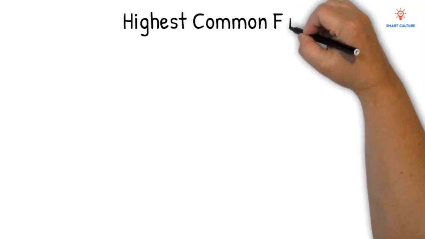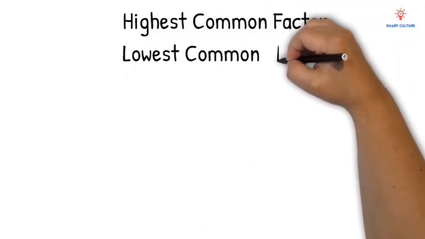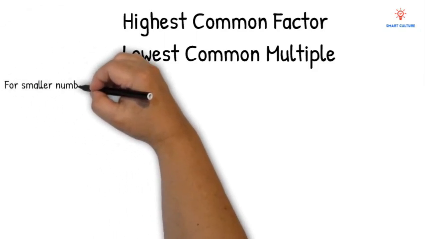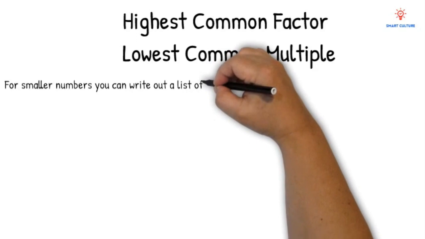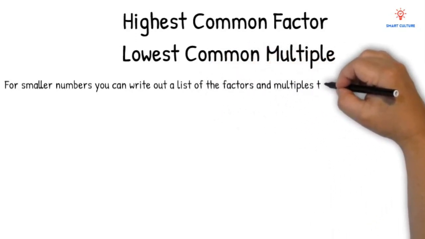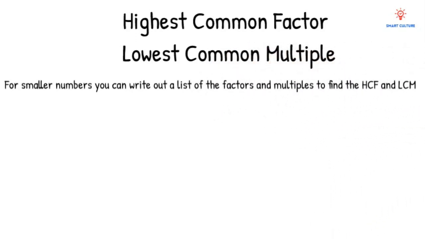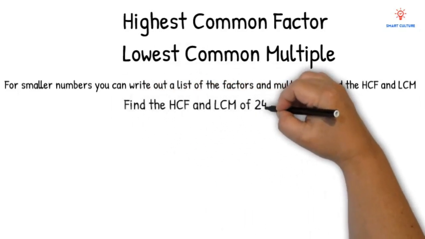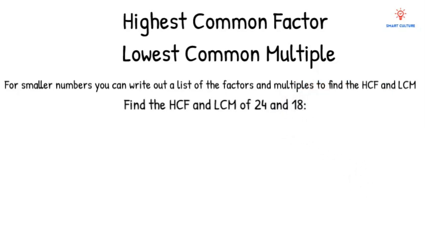In this video, we will take a look at highest common factor and lowest common multiple. Let's take a look at an example of this. If we have smaller numbers, we can write out a list of factors and multiples to find the highest common factor or the lowest common multiple. Here they ask us to find the HCF and LCM of 24 and 18.